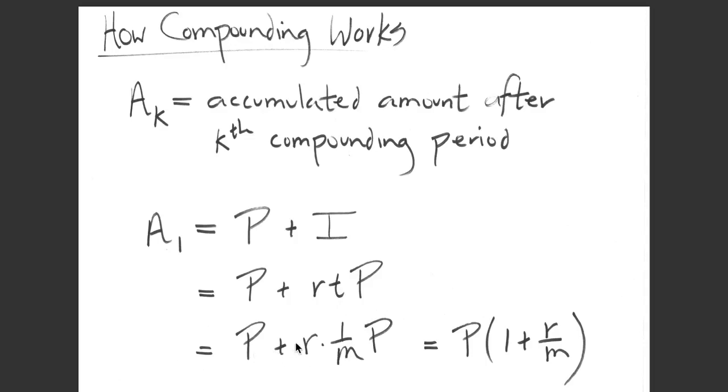And so you get P plus r times 1 over m times P. And if you factor out the P from that, you get this expression, P times 1 plus r over m. So that would be the amount accumulated after the first compounding period.